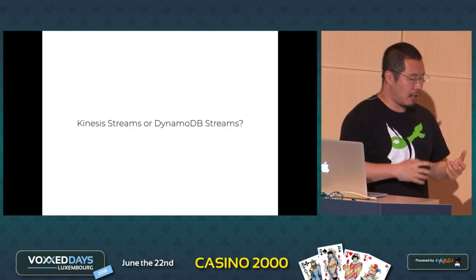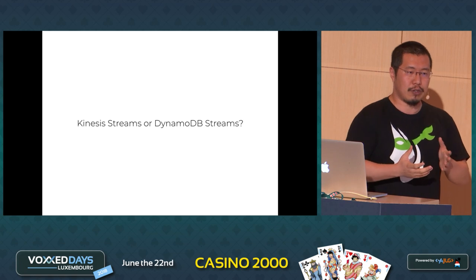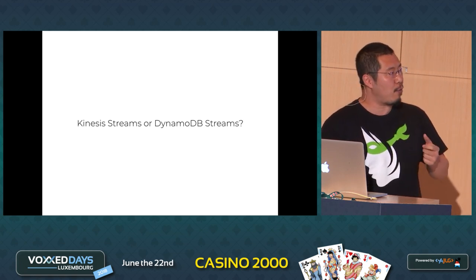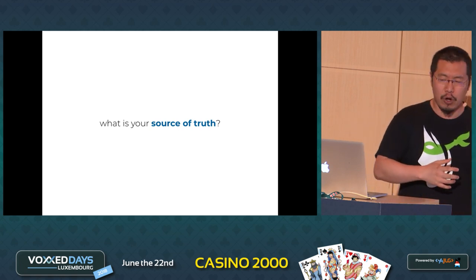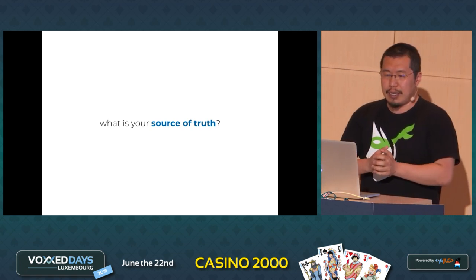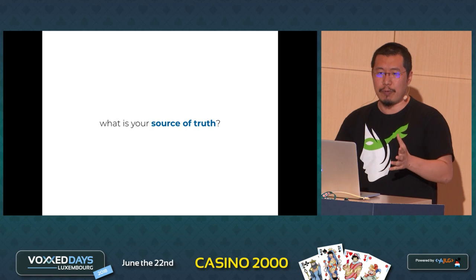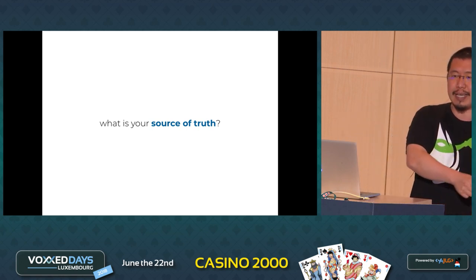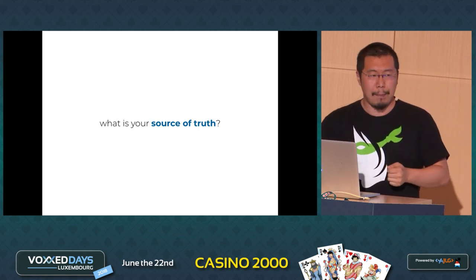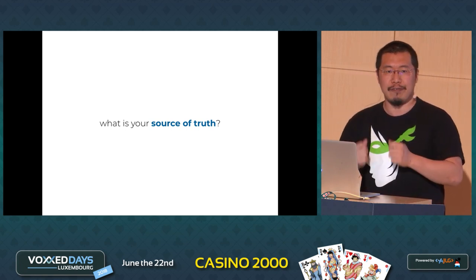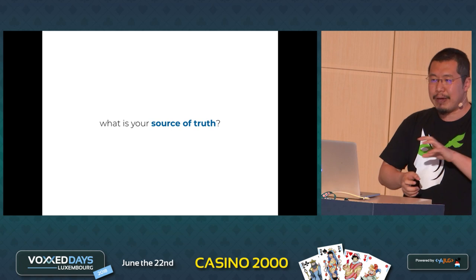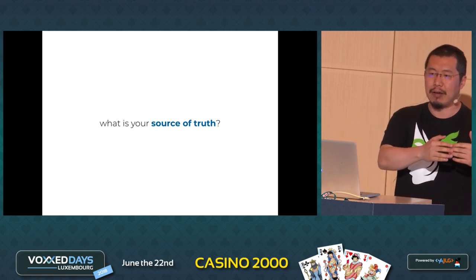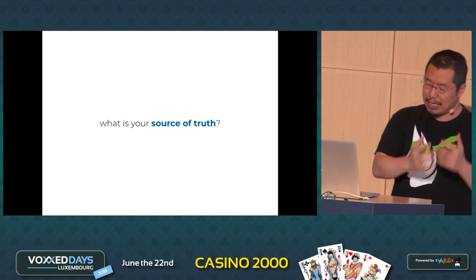I often get asked whether or not you should use Kinesis streams or DynamoDB streams. I think the most important question to think about here is, what is your source of truth? For most systems that we build, when you write something to the database, that change is canon in the state of the system. But if we're building an event sourced system, then that may not be the case anymore, whereby something being written to the stream is now considered canon to the state of the system.